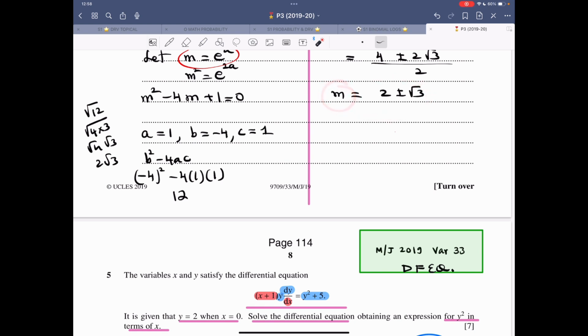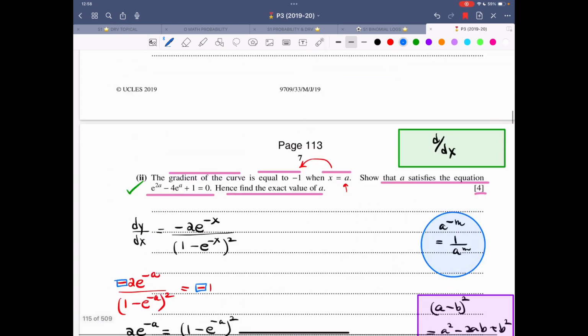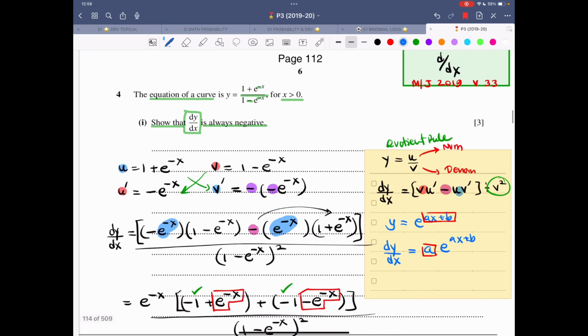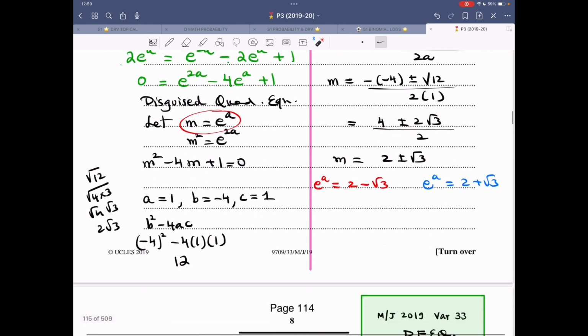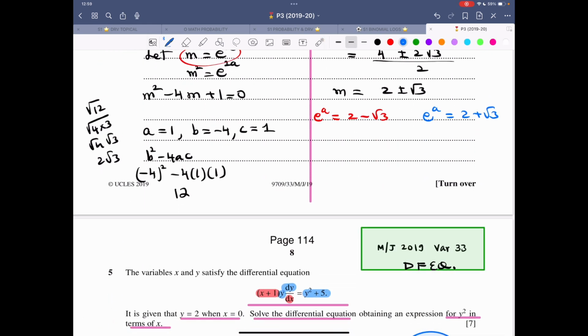Remember, what is m equal to? m is e raised to power of a. So let me write it down. e raised to power of a is 2 minus root 3 and e raised to power of a is 2 plus root 3. Let me scroll up and have a look. Is there any condition that they have applied? Yes, they have applied a condition that x is greater than 0. And keep in mind, over here, a is that particular value of x. In other words, a has to be positive.